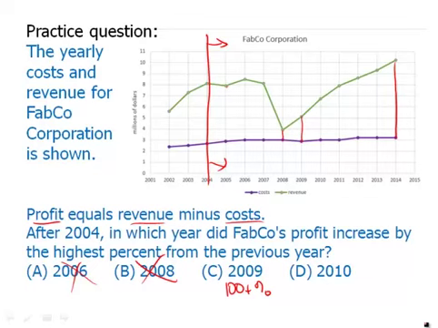From 2009 to 2010, we go from $2 million to something slightly less than $4 million, so almost 100%, but not quite 100%. So it turns out that the biggest percent profit increase, again, remember the difference between numerical increase and percent increase. We had a bigger numerical increase in going from 2009 to 2010. That was a huge numerical increase, but not as big a percent increase. And here we're asked about the percent. So C is the best answer here.